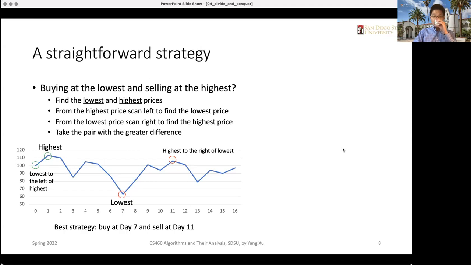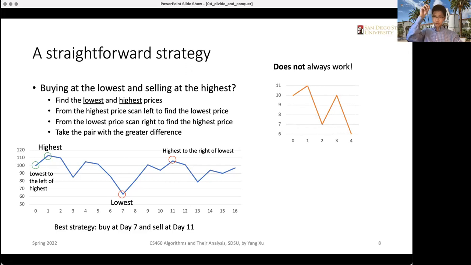All right, but it turns out that this is not the right way. Sometimes it does not always work. Look at this strange curve. You can see that the overall trend is decreasing, right? The price is decreasing. But within this decreasing trend, there's a sharp increase as well from day 2 to day 3.